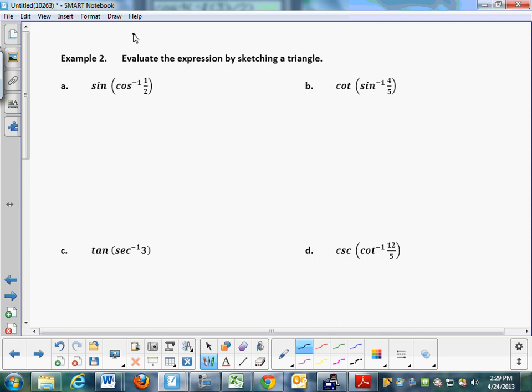The first one won't make sense. The next three will. Just bear with me. Trust me. I have a triangle. I'm going to put theta right here. Is everybody okay so far? The problem states, evaluate the expression by sketching a triangle. I would like to know the sine of cosine inverse of 1 over 2.